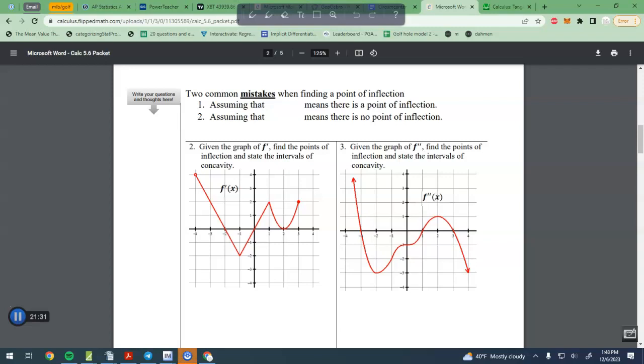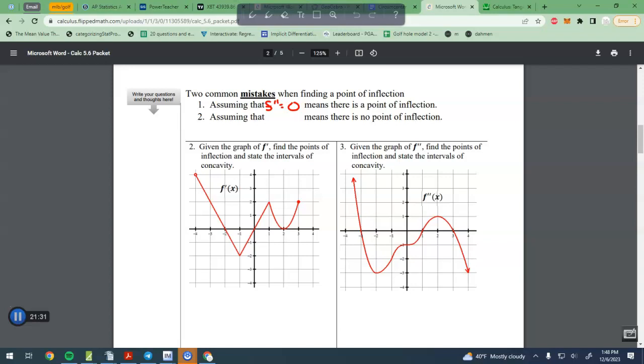So the two mistakes. Just because f double prime equals 0 doesn't mean it's a point of inflection. You can get a situation where that'd be a relative max or relative min, but it's not going to be a point of inflection. So that could happen.